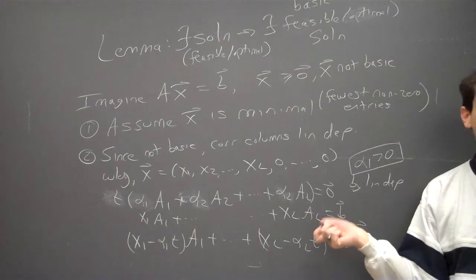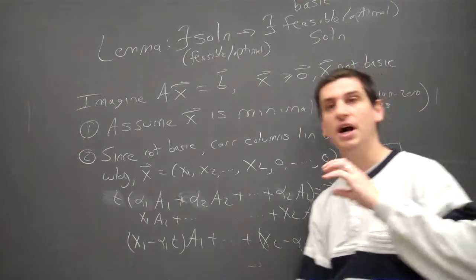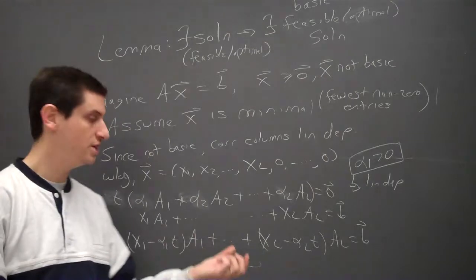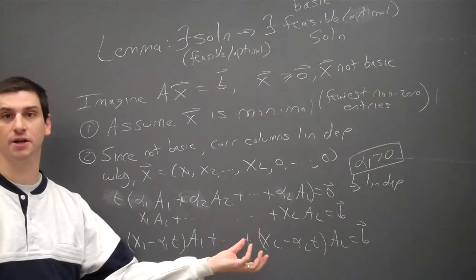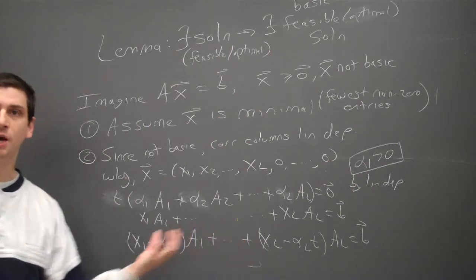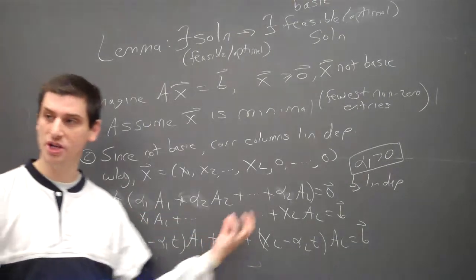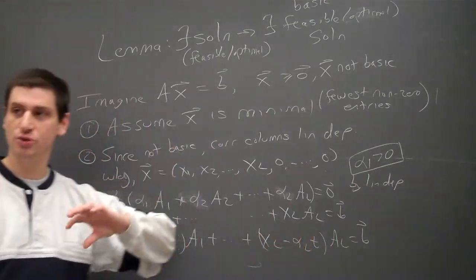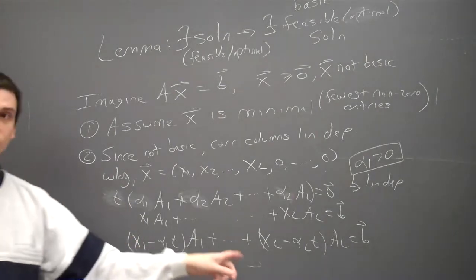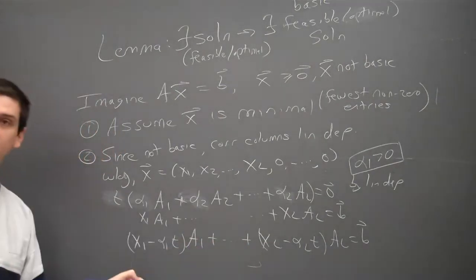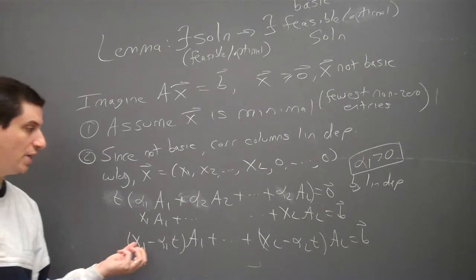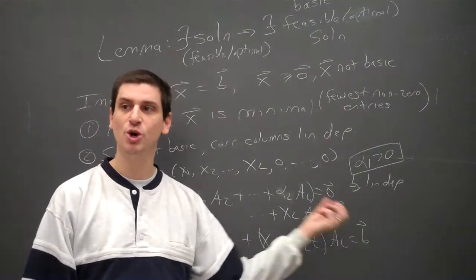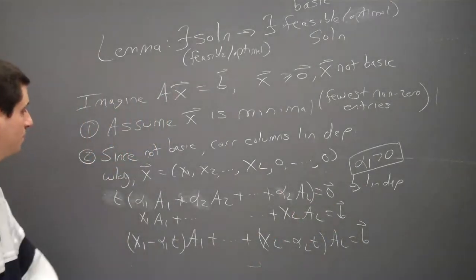Well, that's fine. All I need is that as I increase time, eventually one of these components becomes 0, or maybe several become 0 simultaneously. That's fine. By continuity, they can't go from positive to negative without going through 0. So as you increase time, there will be some critical value where at least one of these becomes 0 and all the other ones are still going to be positive. And what you now have is a new solution with fewer coordinates.